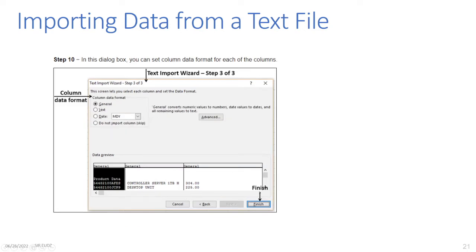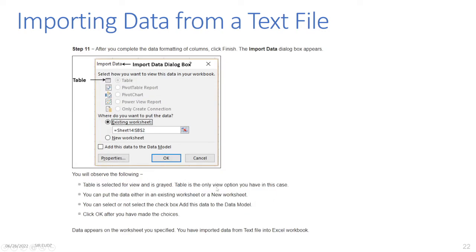Now we have Text Import Wizard Step 3 of 3. This screen lets you select each column and set the data format. So we have the columns here, and we specify the data format. Let's say General. Then just click Finish. If it's a date, you can specify date or text. After you complete data formatting of the columns, click Finish.